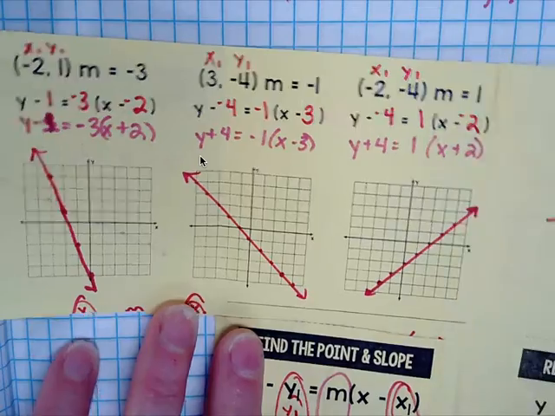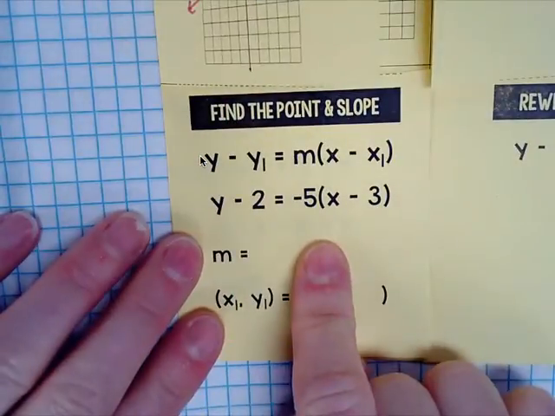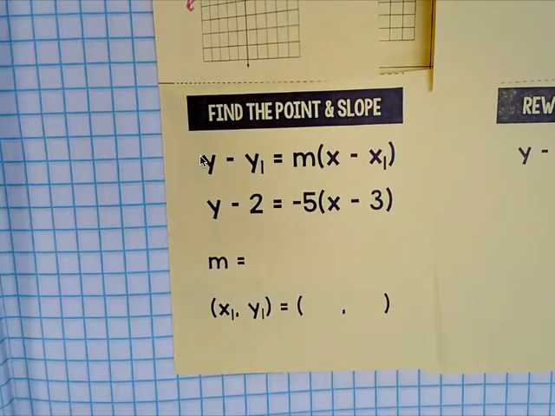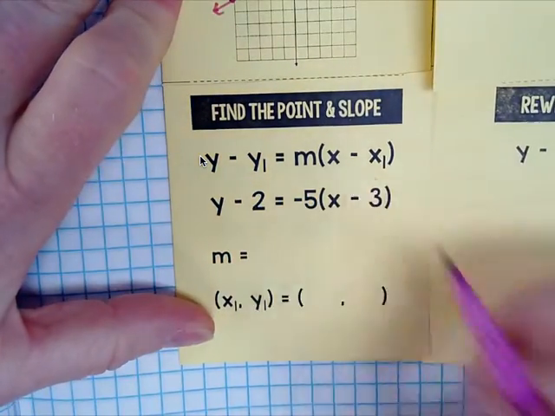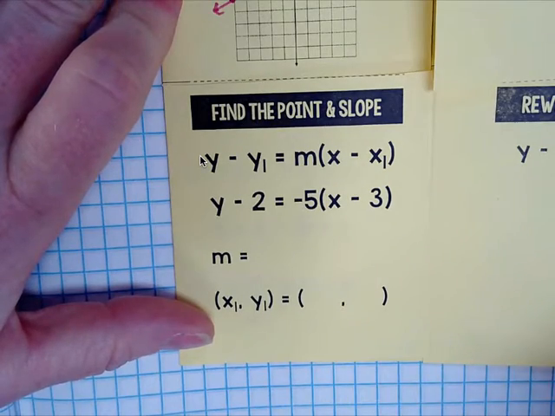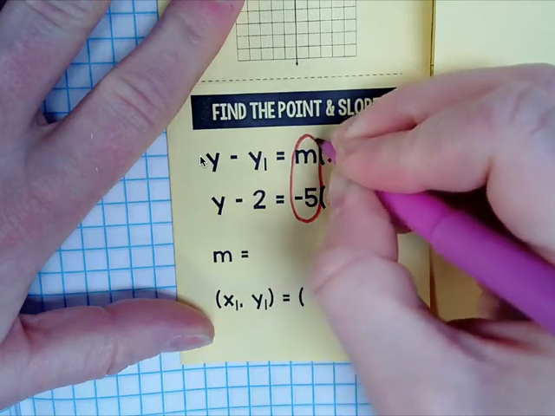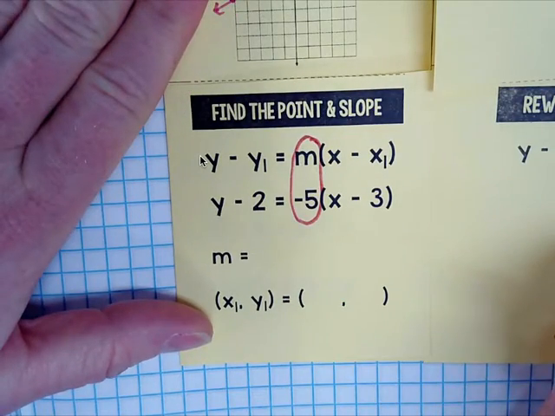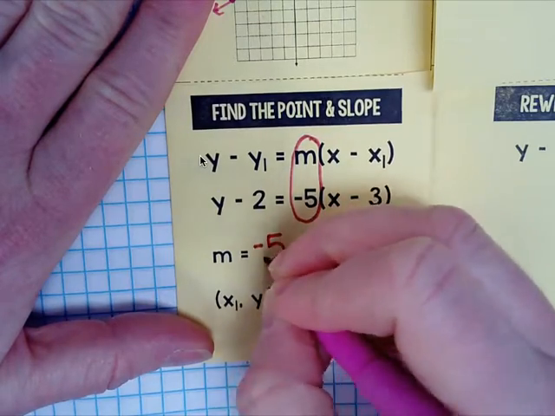We're going to move on to the next part. So you're going down to this one. So this says find the point and slope. So we have y minus y1 equals m x minus x1. So we're going to find what the slope is. Slope is the number out front. So circle it. So your slope is negative 5 on this first one.